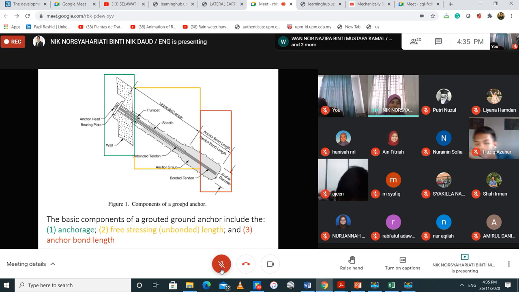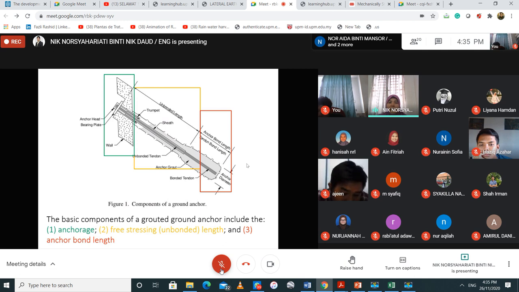This is a basic components. You have the anchorage yang highlights warna hijau punya box ni. The anchorage part ni includes the anchor head, bearing plate, and then there's a wall. They call it wall here because it's in front of the ground itself. Then you have the free stressing length. This is the unbonded. They call it unbonded length here. Then last one is the length, which is the anchor bond. This is the anchor part lah, which is kat mana dia hold that particular anchor head dengan unbonded length tu tadi.